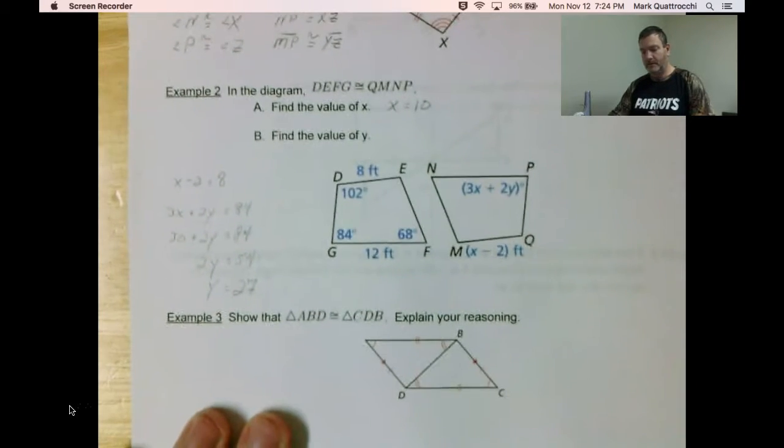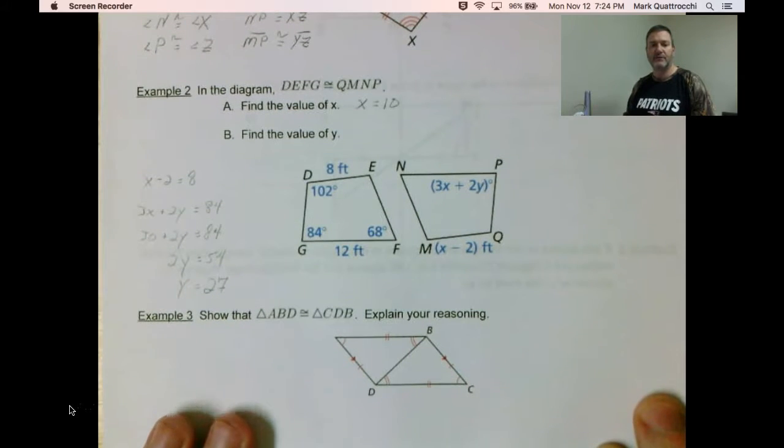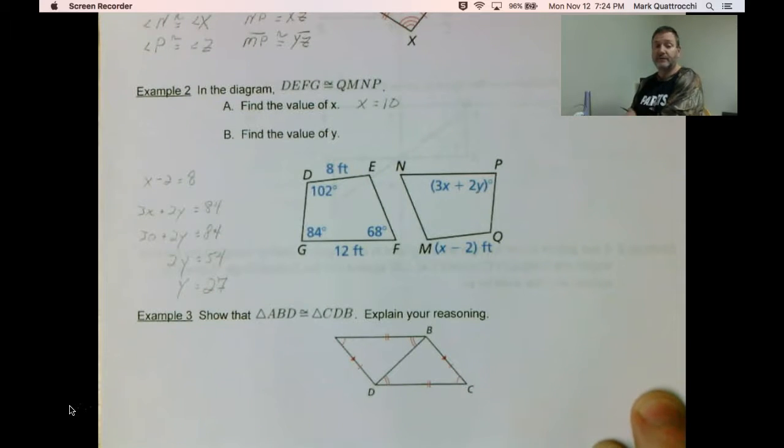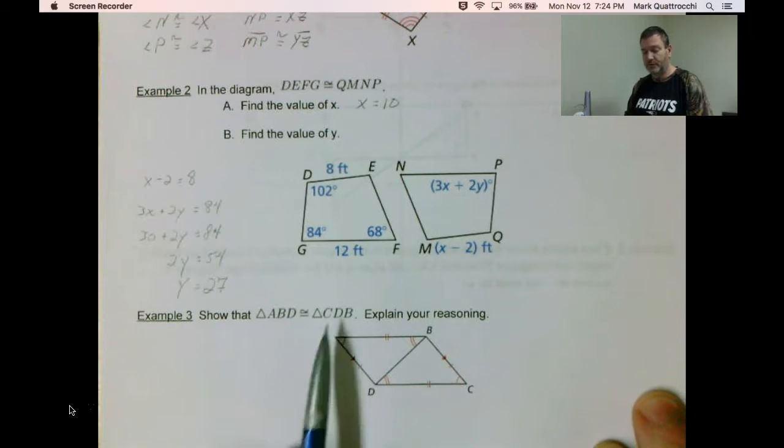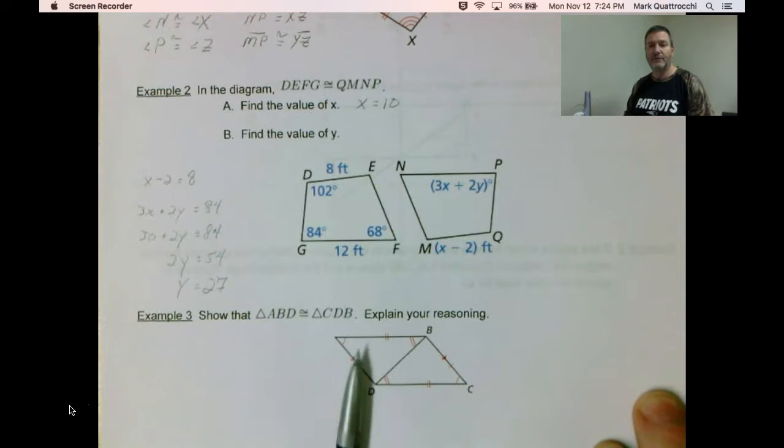All right. Example 3: show that triangle ABC is congruent to triangle CDB and explain your reasoning. There's a couple different ways of solving this problem. To prove two triangles are congruent, you have to show 6 things. You have to show 3 pairs of congruent sides and 3 pairs of congruent angles. That's 6 pairs of congruent corresponding parts.